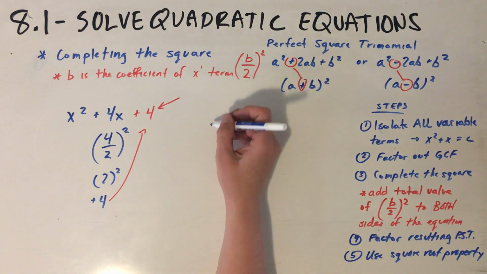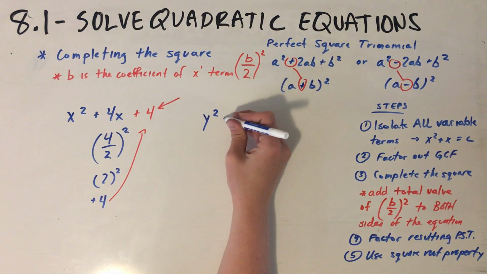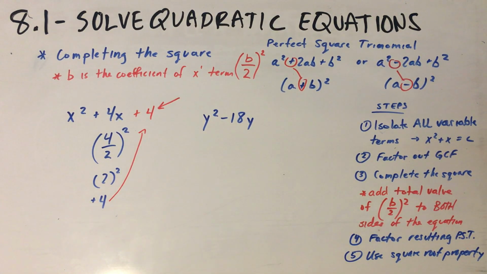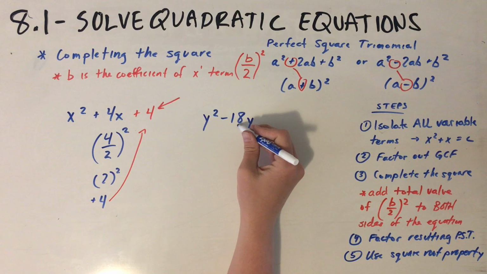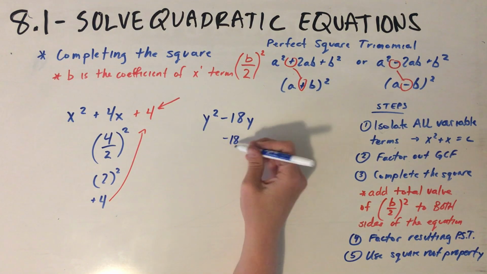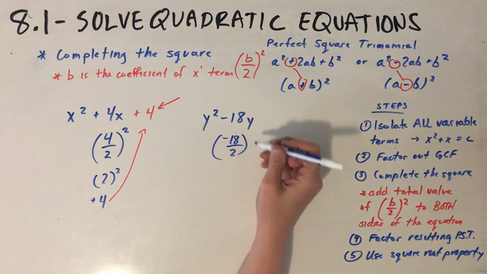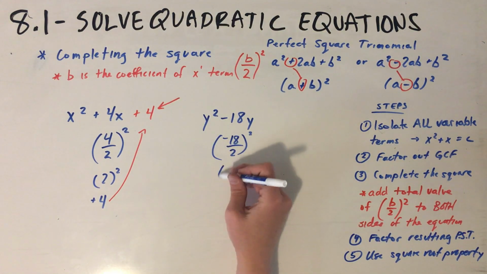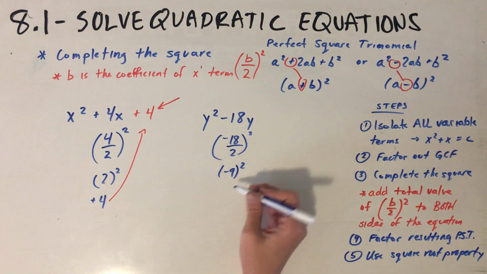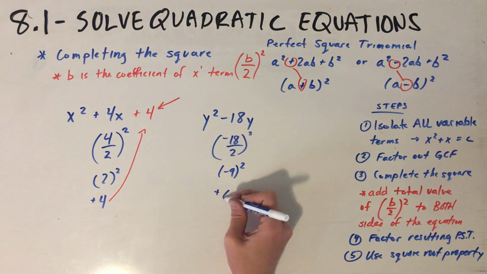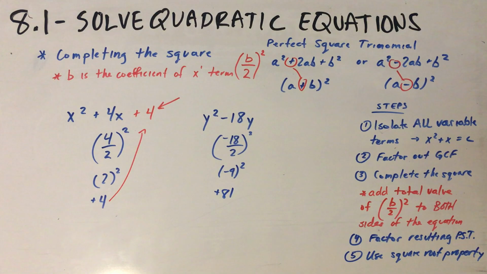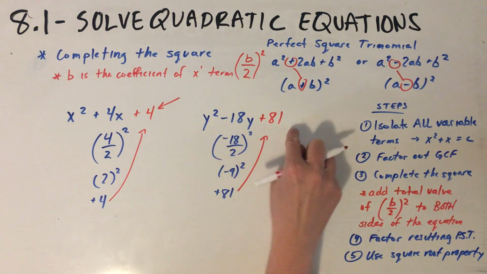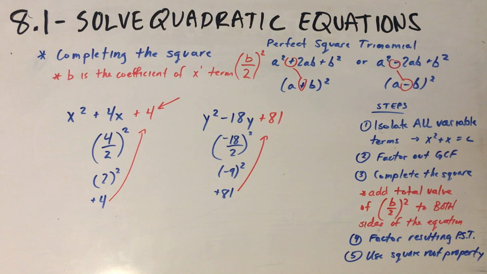Let's do this again. So if I had y squared minus 18y, and I wanted this to be a perfect square trinomial, I would take the value of b, which is negative 18, divide it by 2, and square it. Well, negative 18 divided by 2 is negative 9. Negative 9 squared is a positive 81. Again, this value then is what I'm going to put right here to make this a perfect square trinomial.